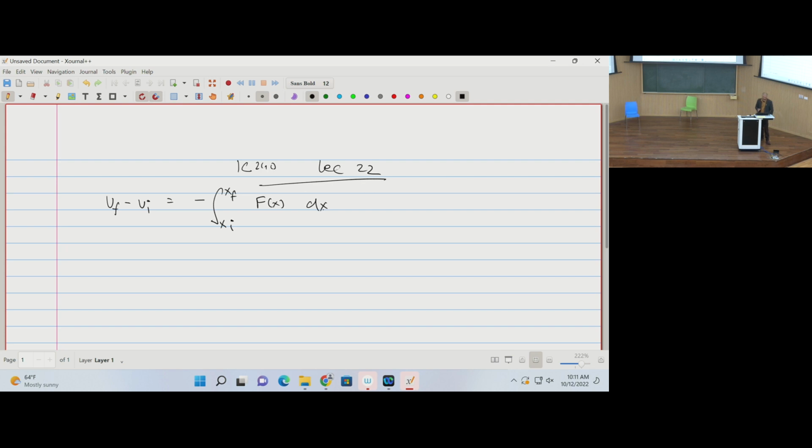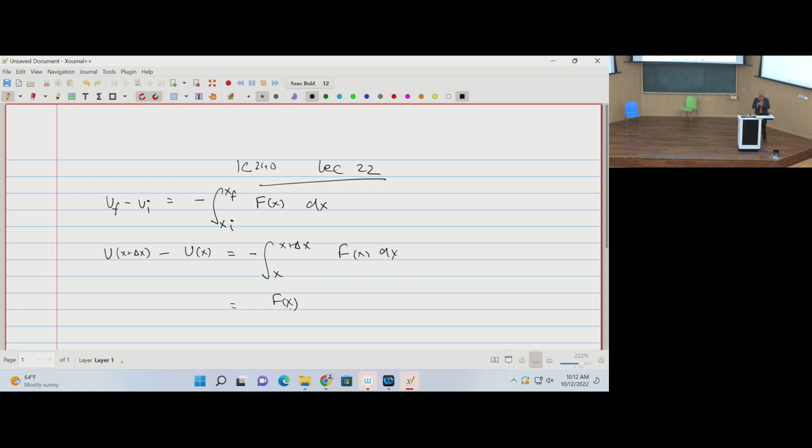For a 1D system, this is how we define the potential energy. If you take the change in potential energy for a small movement of the particle, from x to x plus delta x, this is what we get. Since it's a small movement, we can assume that the force does not change in that interval. So we can take the F(x) out of the integral, because we have moved a slight distance.